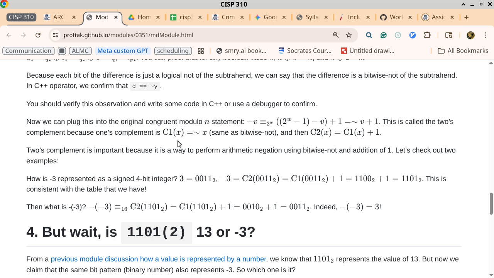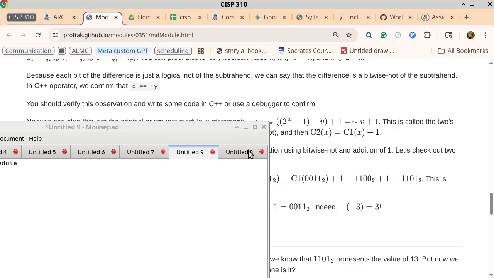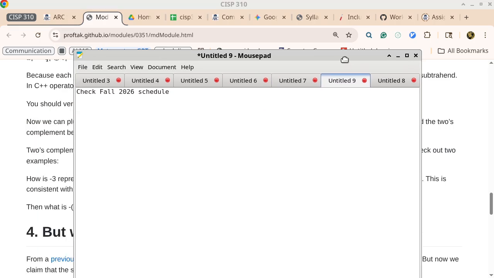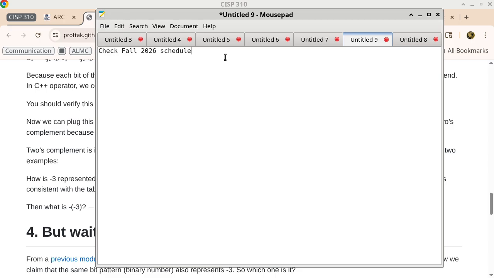To work on that one, I'm going to use a text editor. So where's my little text editor? Not this one. This one. Okay, there we go. Get rid of that.